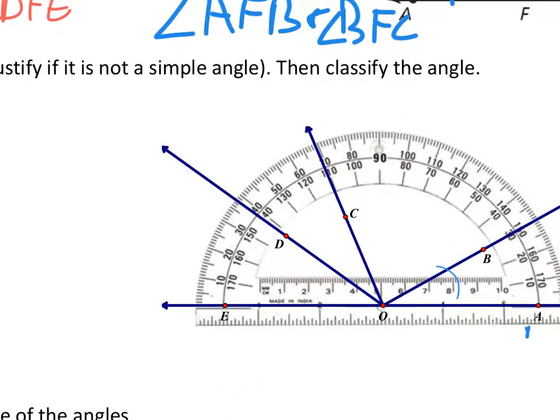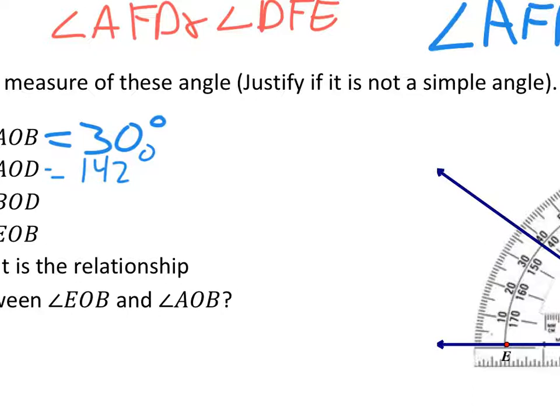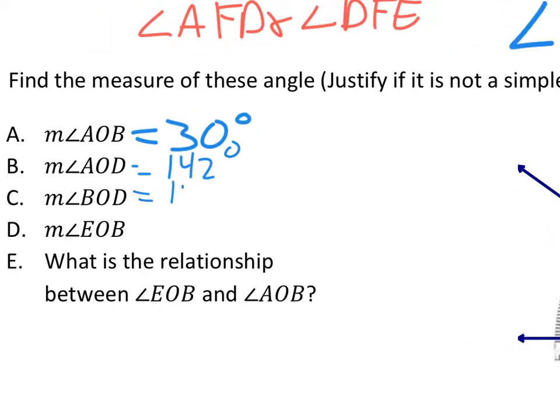All right. Next we have BOD. That's this angle right here. Now this one's pointing at 30. This one's at 142. So to find that distance, we're going to subtract. So this is 142 minus 30, which is 112 degrees.